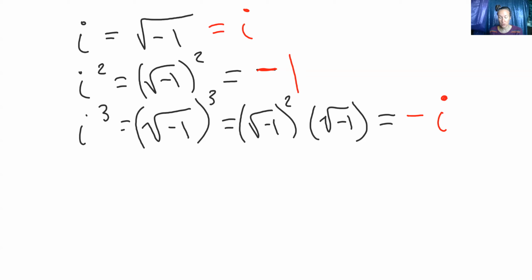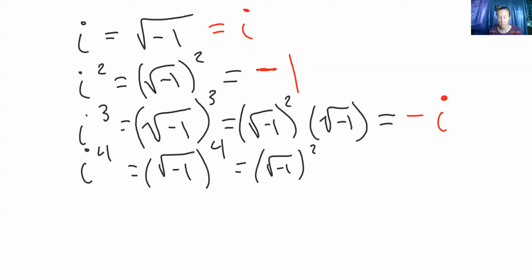Right. And then let's go i to the fourth. That's the square root of -1 to the fourth. We could write that as the square root of -1 squared times the square root of -1 squared. That's going to be -1 times -1. That's going to be a +1.